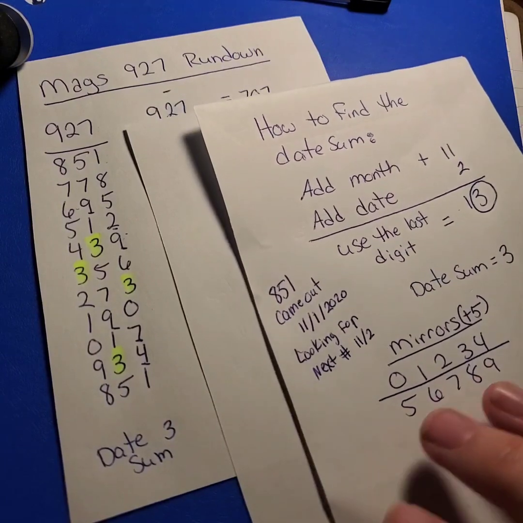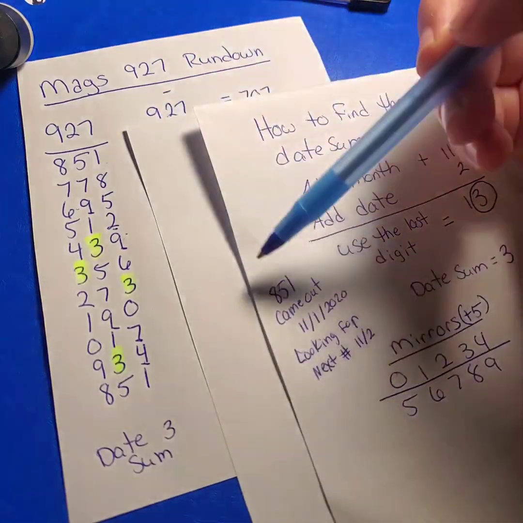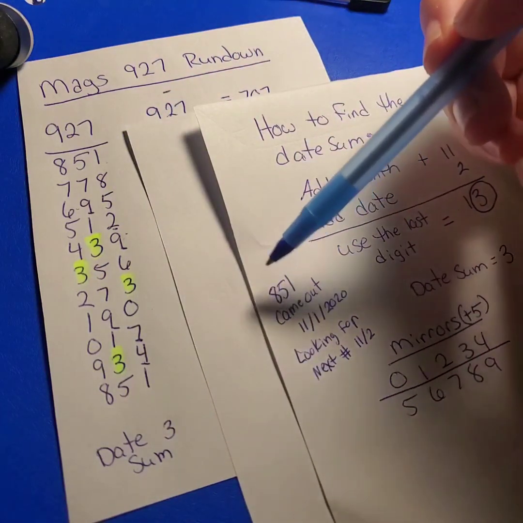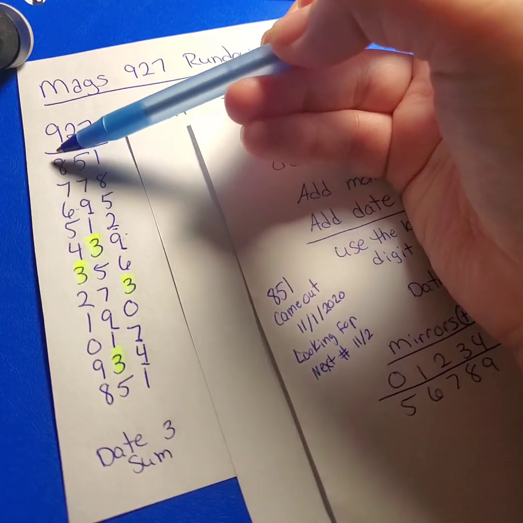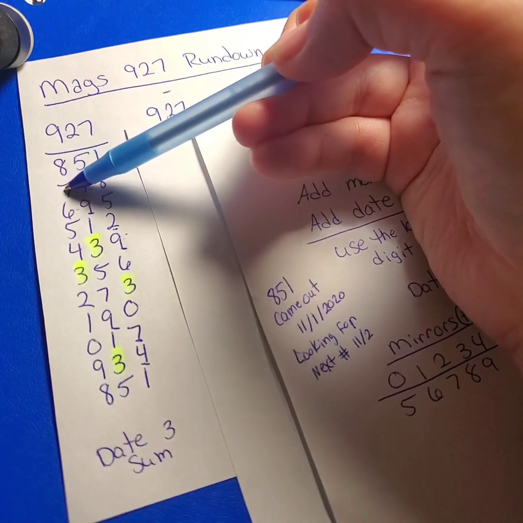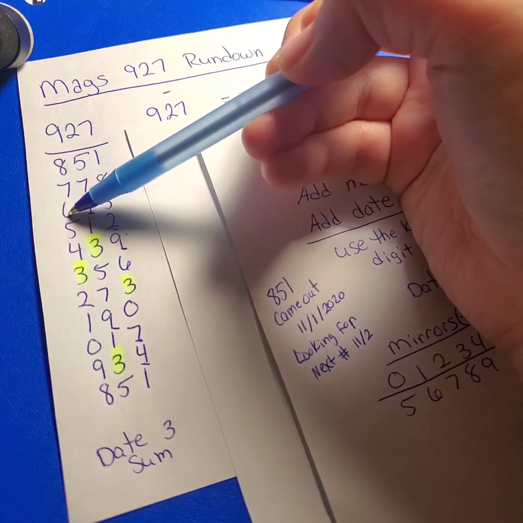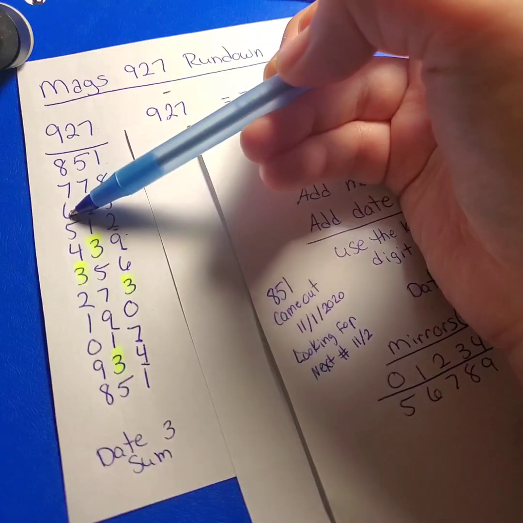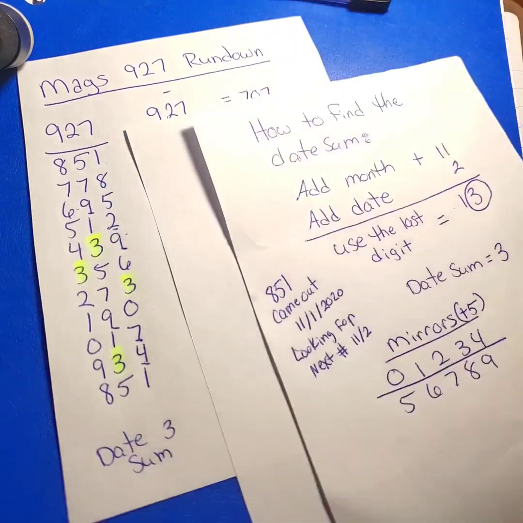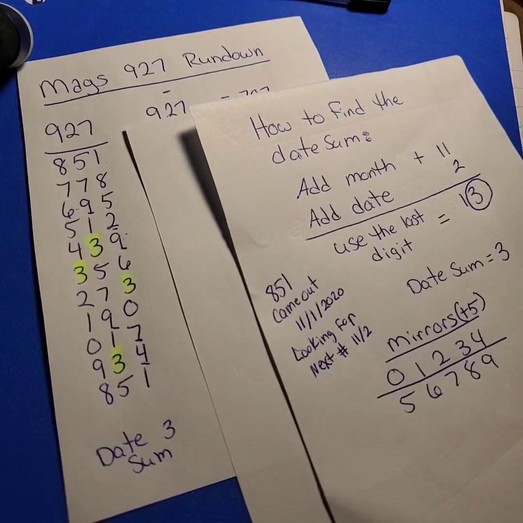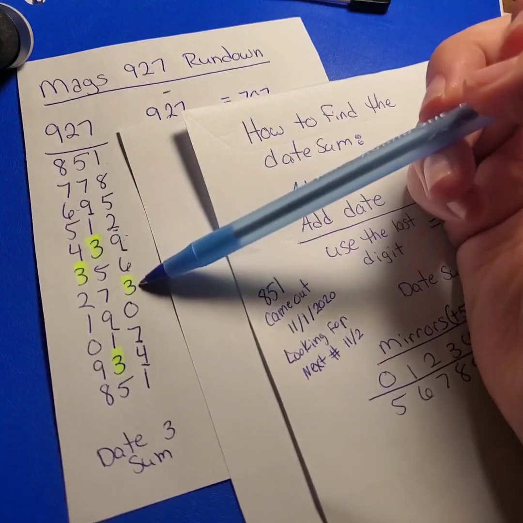Now, what you would do next is write down your 927, write down your current winning numbers, which is 851, and then add each of these. 9 plus 8 is 17, and again, you only keep the last digit, so you keep the 7. 9 plus 7 is 16, you keep the 6. 9 plus 6 is 15, and then you keep the 5. You'll do that so forth and so on for the column of 9, the column of 2, and the column of 7.